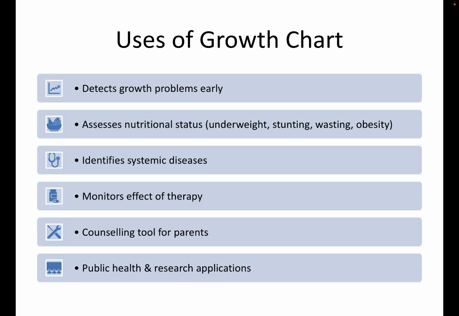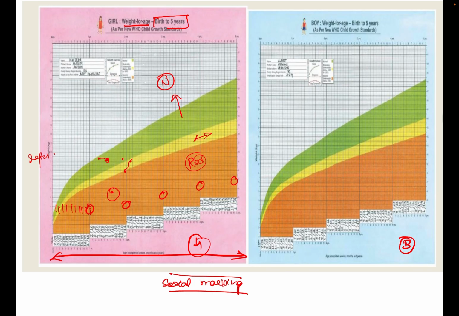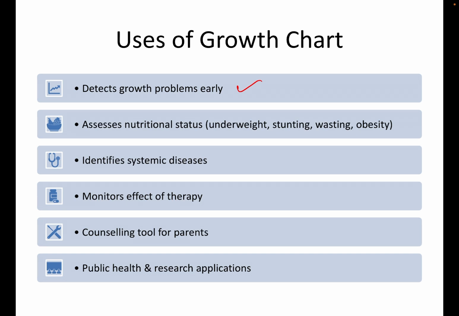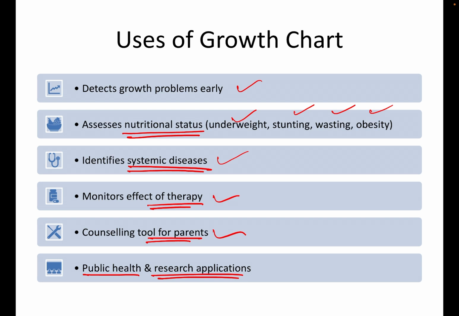Okay, now the uses of the growth chart. It detects growth problems early. And remember, it is routine monitoring. This is done for all the 0 to 5 year age group children in Anganwadi centers. It detects growth problems early, assesses nutritional status like underweight, stunting, wasting, obesity, identifies systemic diseases, monitors the effect of therapy, is a counseling tool for parents too, and is useful in public health and research also.